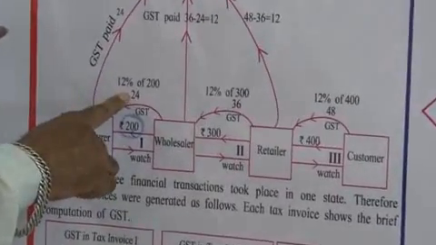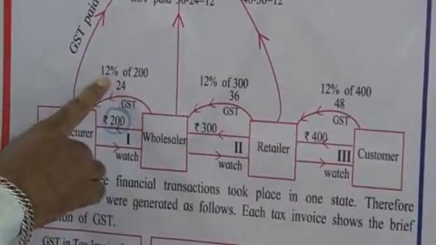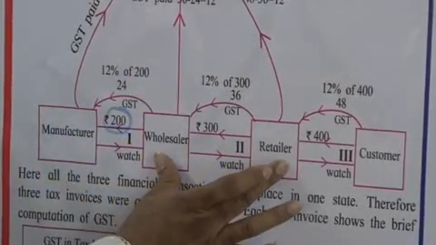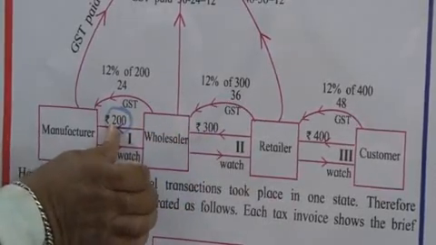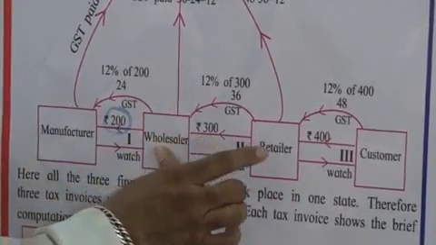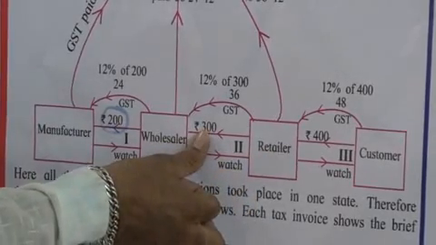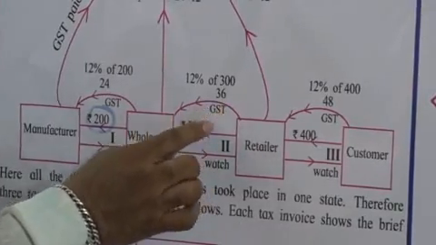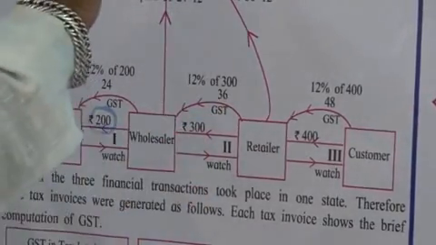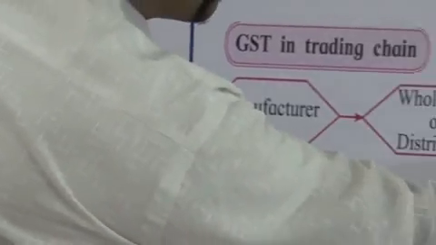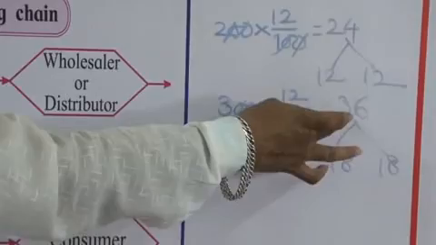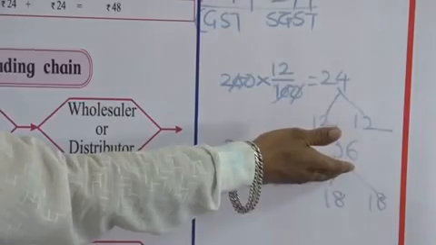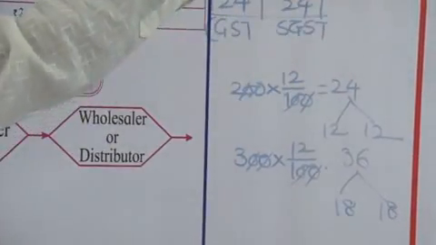24 rupees of GST has already been paid: 12 rupees to CGST, 12 rupees to SGST. Now in the second transaction, the same watch which was earlier 200 rupees from manufacturer to wholesaler, now from wholesaler to retailer, that watch costs 300. Therefore, we must charge GST on 300 rupees. The rate is 12%. Therefore, that transaction's GST comes to 36 rupees. But before this 36 rupees of GST, 24 rupees is already paid.